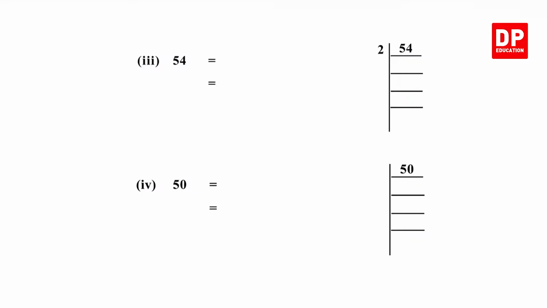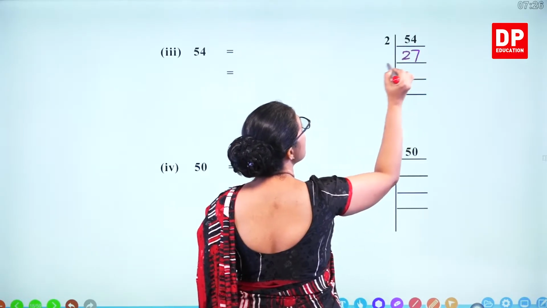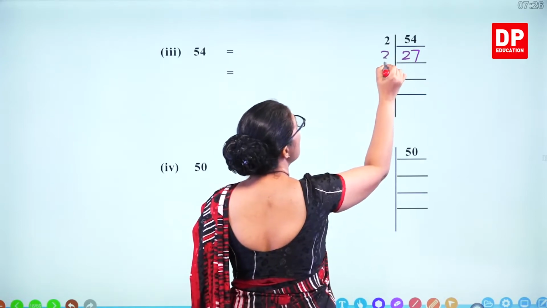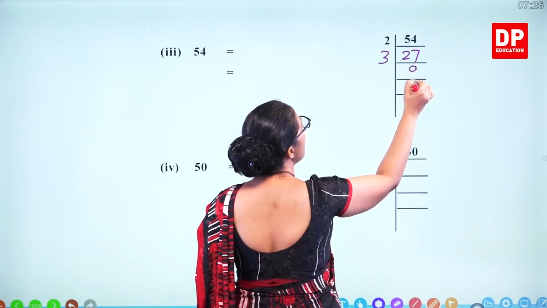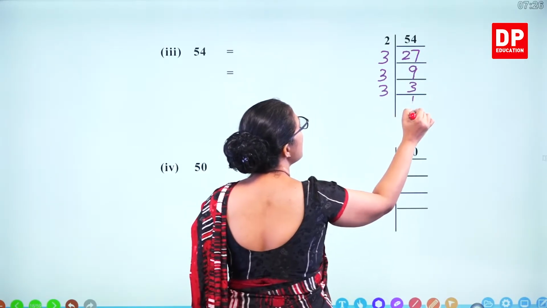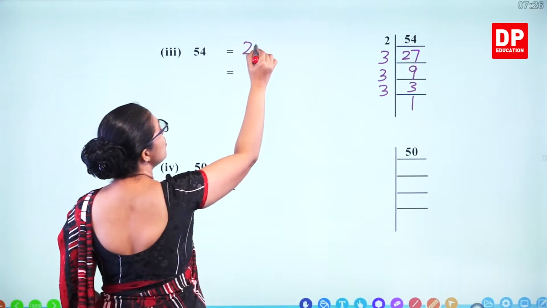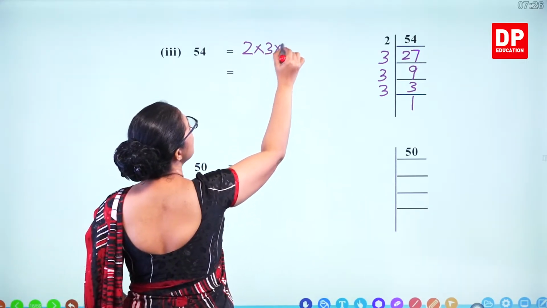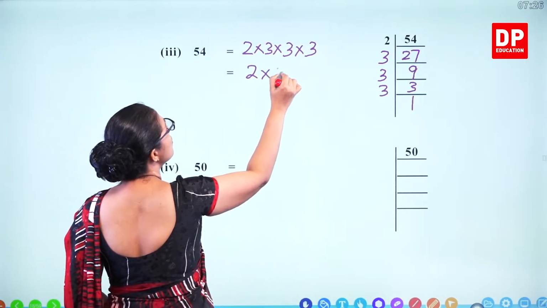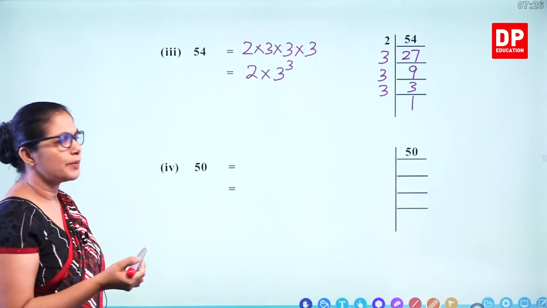54. Divide by 2. 2 times 2, 4. For 14, that's 7. Divide by 3 now. You get 9. Divide by 3 again. That's 3. Divide by 3 again. You get 1. So it's 1, 2 and 3 times. So you can write 2 into 3 to the power of 3 or 3 cube.